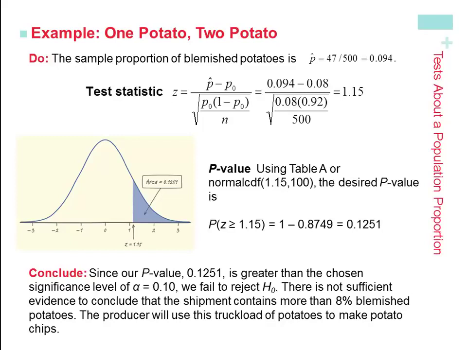Remember, if the p-value is low, the null must go. Since the p-value is bigger than our alpha value, we don't reject the null hypothesis. In context, then, you would say, there is not sufficient evidence to conclude that the shipment contains more than 8% blemishes of potatoes. The producer will use this truckload of potatoes to make potato chips. This is a good example of a one-sided z-test for proportions. In future lessons, we will talk about doing a two-sided test for proportions.